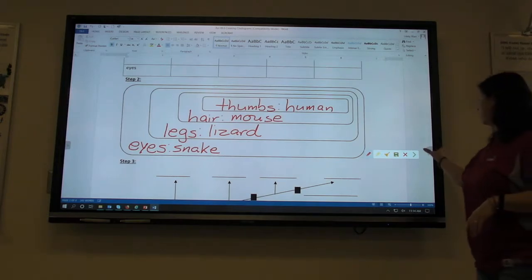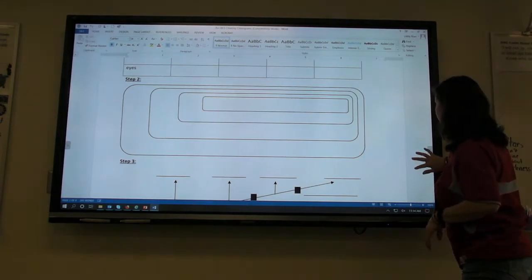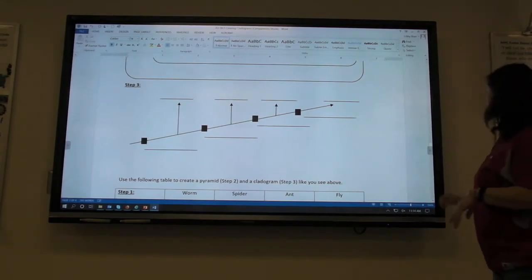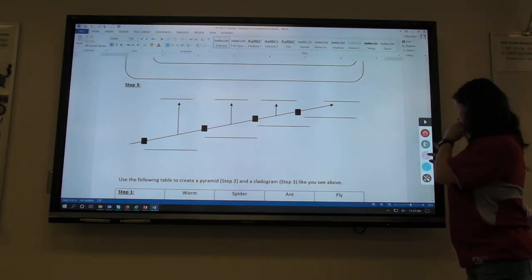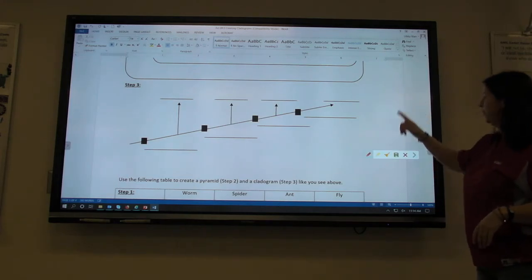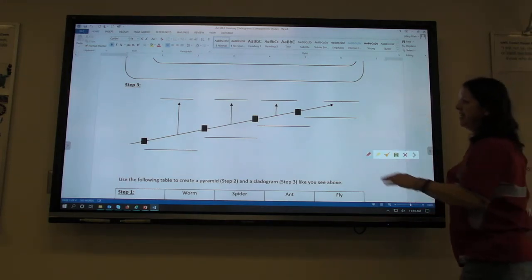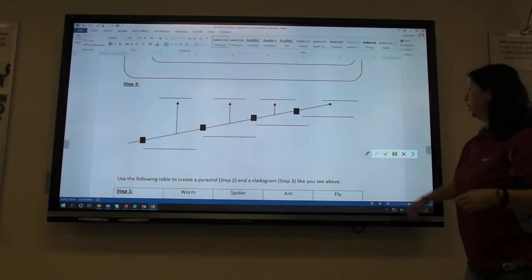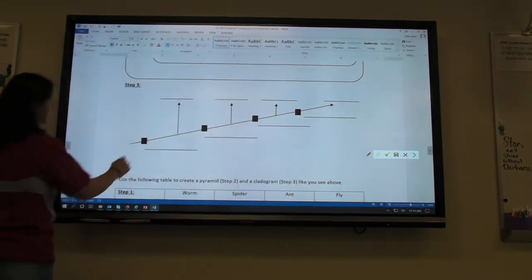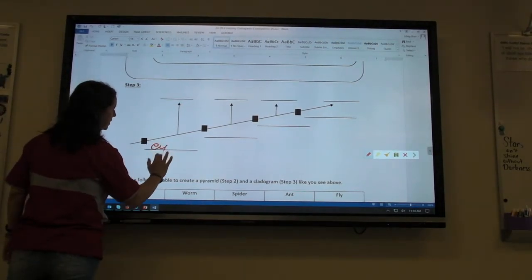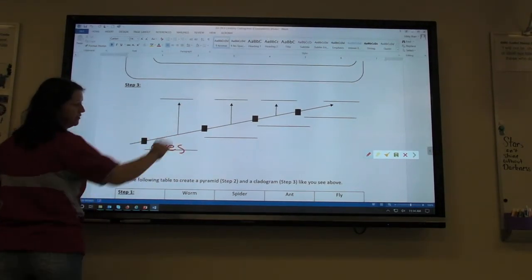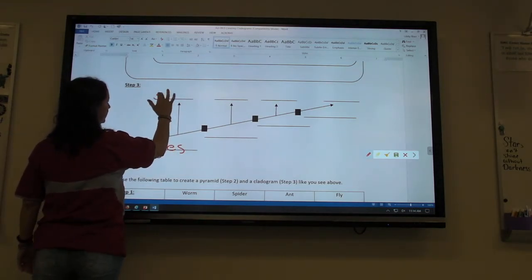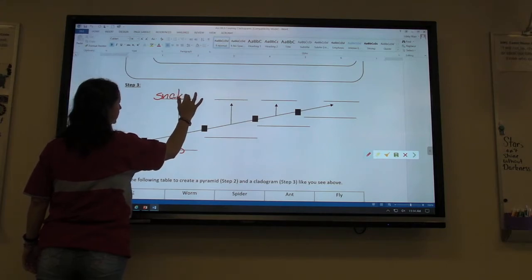Once you set that up, you are ready to build your actual cladogram. The cladogram, you fill in the same way. You use your pyramid. These are your characteristics, and it's from the bottom of the pyramid going up. So what is on the bottom of the pyramid? Eyes, because they all have it. Everything above it has it. What is left out of everything else? Snake, because it only has eyes.